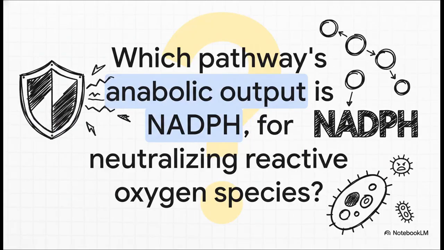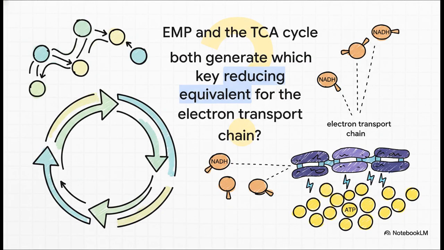Okay, time for a quick pop quiz to lock this in. Which pathway's main job is making that NADPH, the stuff that's absolutely essential for fighting off the oxidative stress from our immune cells? You got it, it's the pentose phosphate pathway. That's the cell's shield. All right, next question. Both the EMP pathway and the TCA cycle generate loads of which key cofactor that's destined for the electron transport chain to make those big ATP payoffs? Yep. That's NADH. It's the cell's main energy currency.